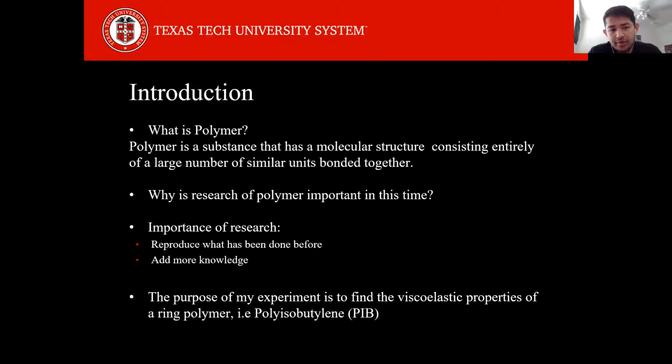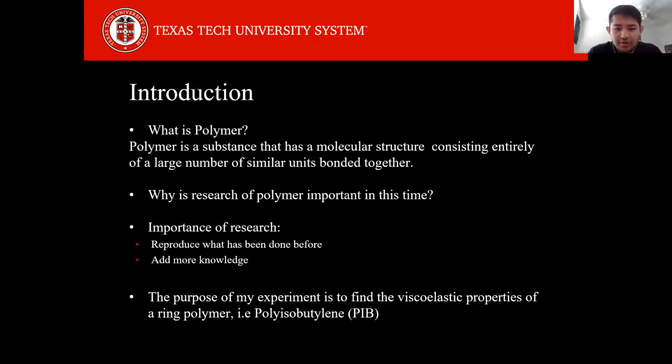So, introduction: what is a polymer? A polymer is a substance that has a molecular structure consisting entirely of a large number of similar units bonded together. For example, plastic, anything polystyrene, polyisobutylene.